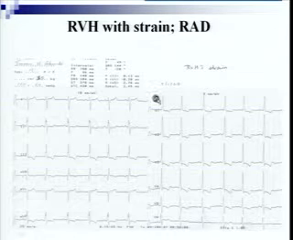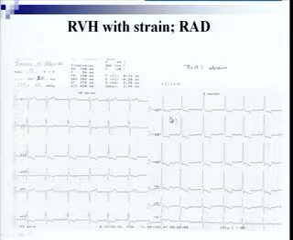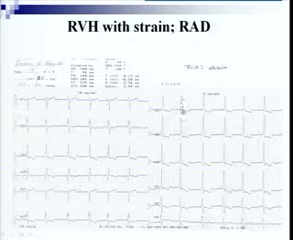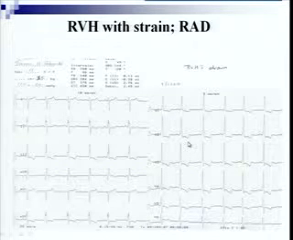In this, you can see the right ventricular hypertrophy in lead V1, where the height of the R wave is about 10 millimeters or more. There are abnormal T wave inversions in V1, V2. I will discuss about it later.